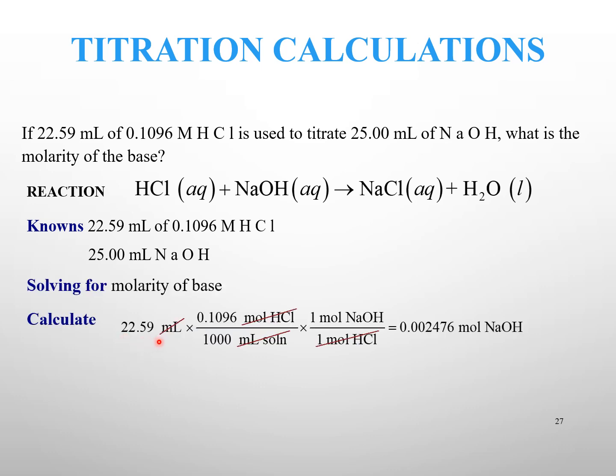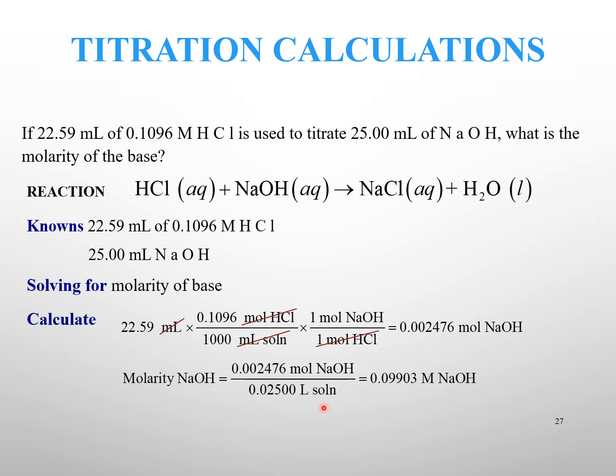We start with 22.59 mL of hydrochloric acid, and we know the molarity is 0.1096 moles per 1 liter or 1,000 mL. So you cross off the mL here. You have your answer in moles of HCl, and you know the moles of HCl to moles of NaOH is a 1 to 1 ratio. Then you can cross off the moles of HCl. You get your answer in moles of sodium hydroxide. Now, you take the moles of sodium hydroxide, you divide it by the liters of the solution for the base here, which is 25 mL divided by 1,000, so you get 0.02500 liter, and you get a molarity of 0.09903 molarity NaOH.